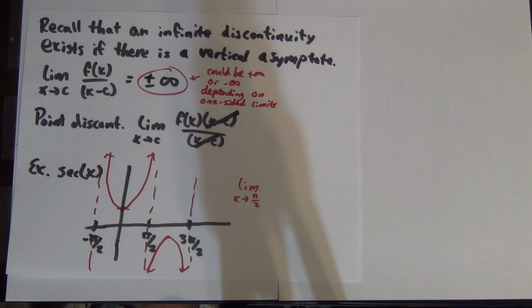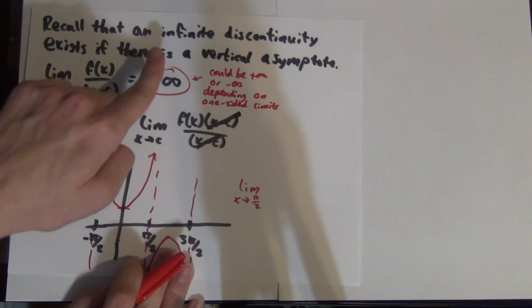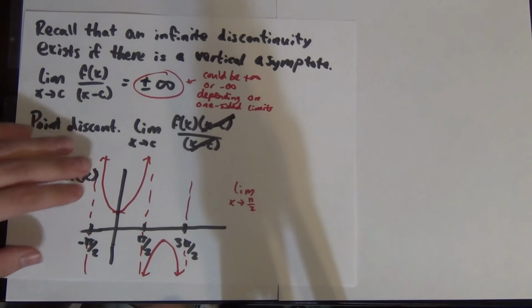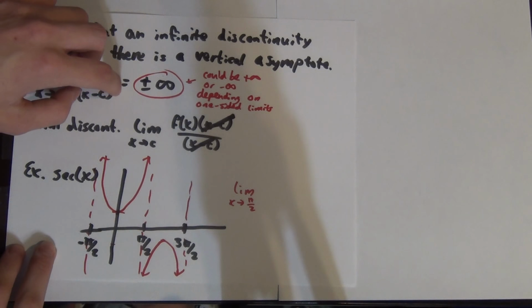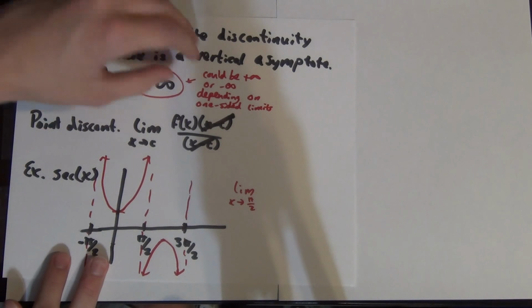So in the case of secant of x, if I'm approaching from the left side, I'm going off to positive infinity. If I'm approaching from the right-hand side, I'm approaching negative infinity. Now, I technically have a problem with this because a limit cannot equal a concept. Infinity is just a concept, it is not a number, ergo I have a problem with this.